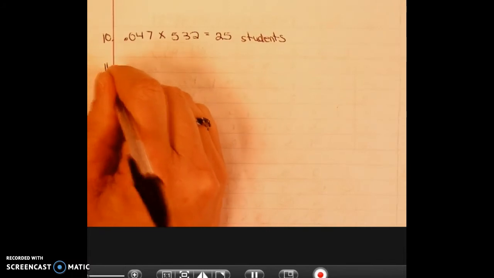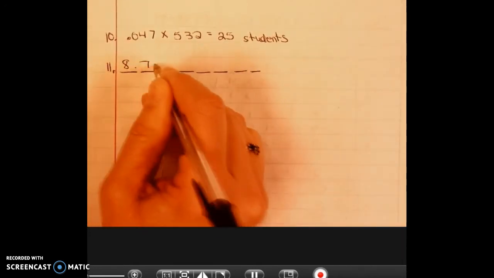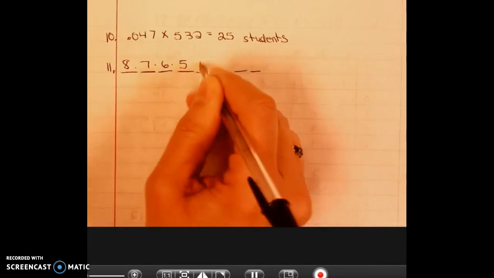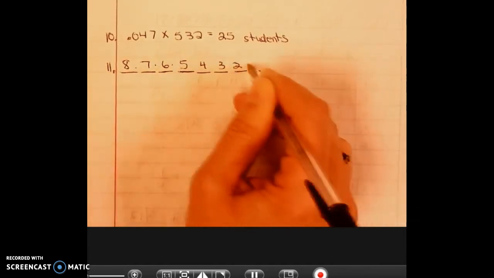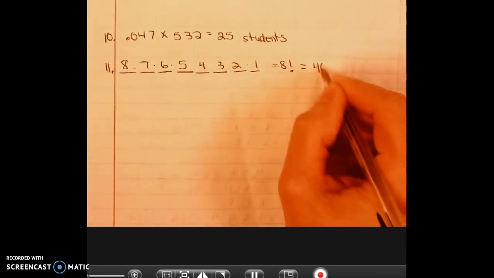Question number 11. How many possible strings are there for the letters in the word tropical? So if you wanted to visualize, there's 8 letters: 1, 2, 3, 4, 5, 6, 7, and 8. So I have 8 letters here, 7, 6, 5, etc. Or you might quickly recognize that's the same thing as 8 factorial. When I plug that in, I get 40,320.